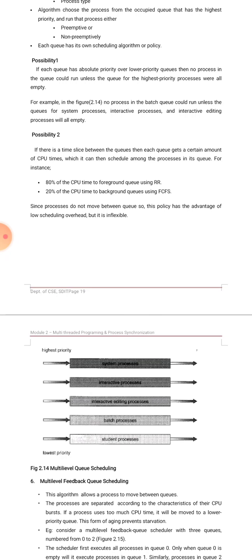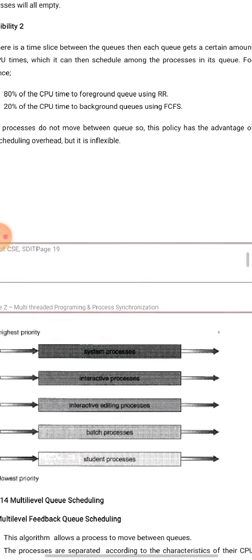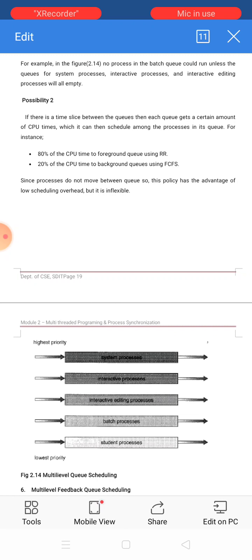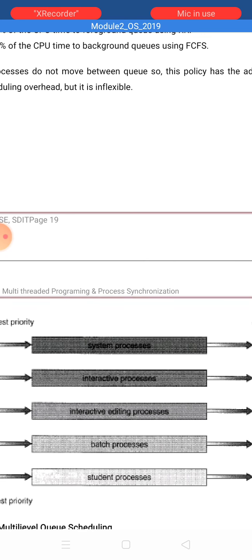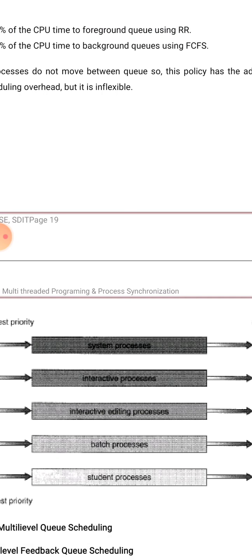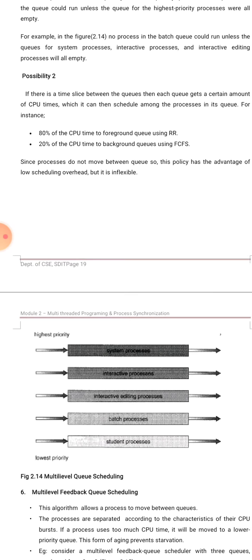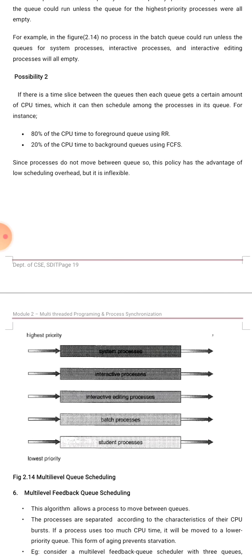because the time slice given is 1 millisecond. Okay, so if there is a time slice between the queues, like the system process queue and the next one, the interactive process queue, then each queue gets a certain amount of CPU time. Now we'll assume the system process and interactive process queues each have a time slice of 2 milliseconds. So what will happen in that case?